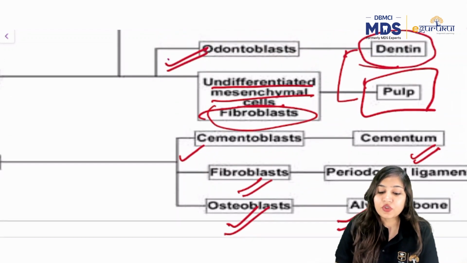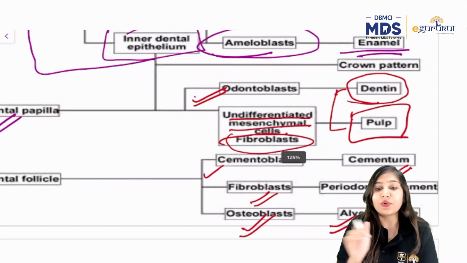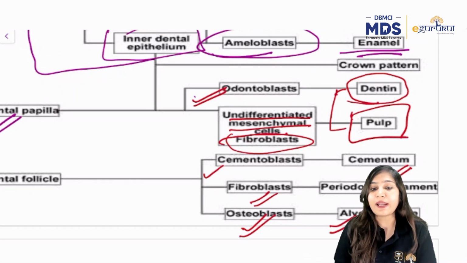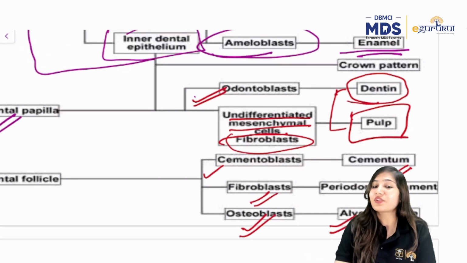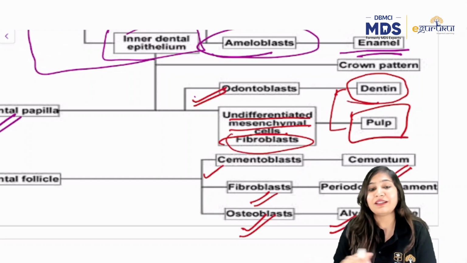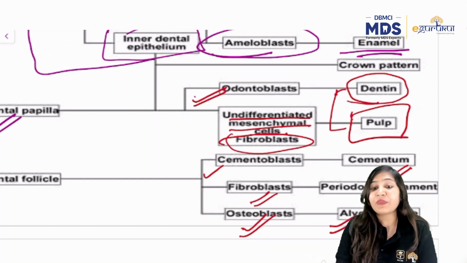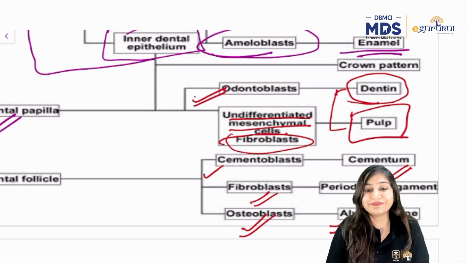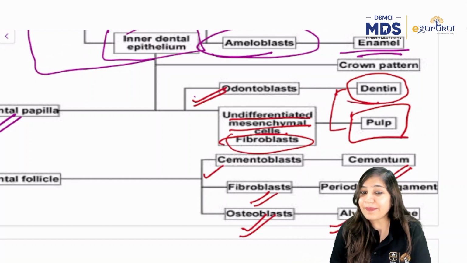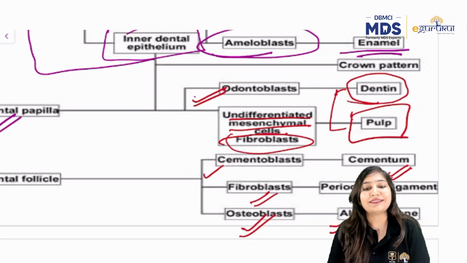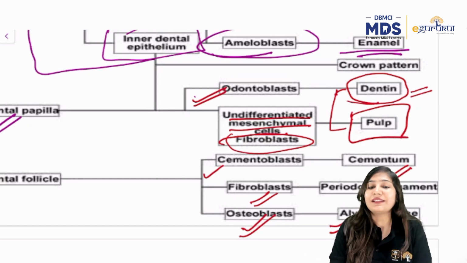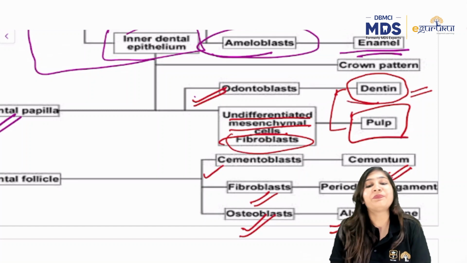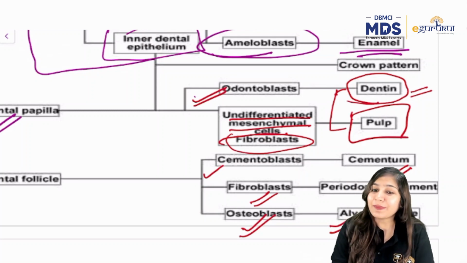So again, from this chart only, we have prepared our 3 to 4 MCQ questions. You can be asked, ameloblast cells form what? So ameloblast cells form enamel. Odontoblast cells form dentin. Which dental tissue is first formed? Dentin or enamel? Dentin. So when the first layer of dentin is laid down, then the inner enamel epithelial cells differentiated into ameloblast will form enamel.